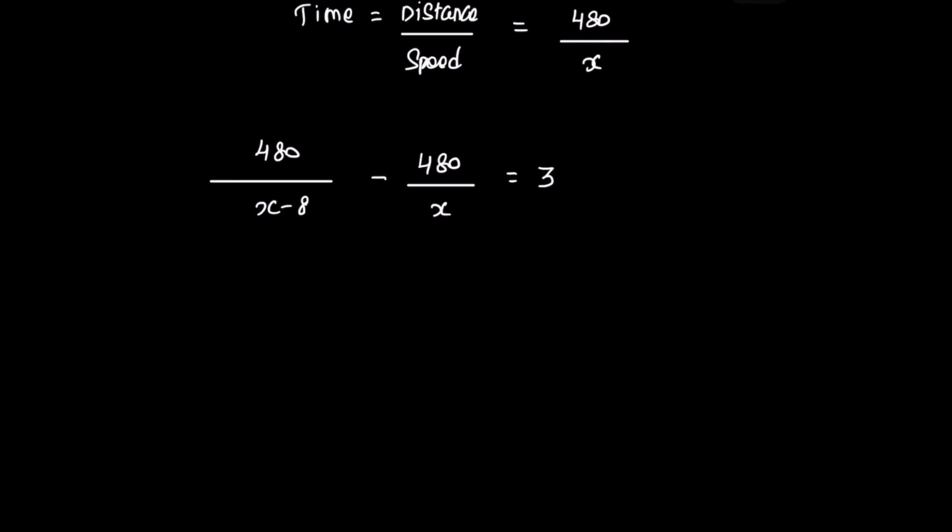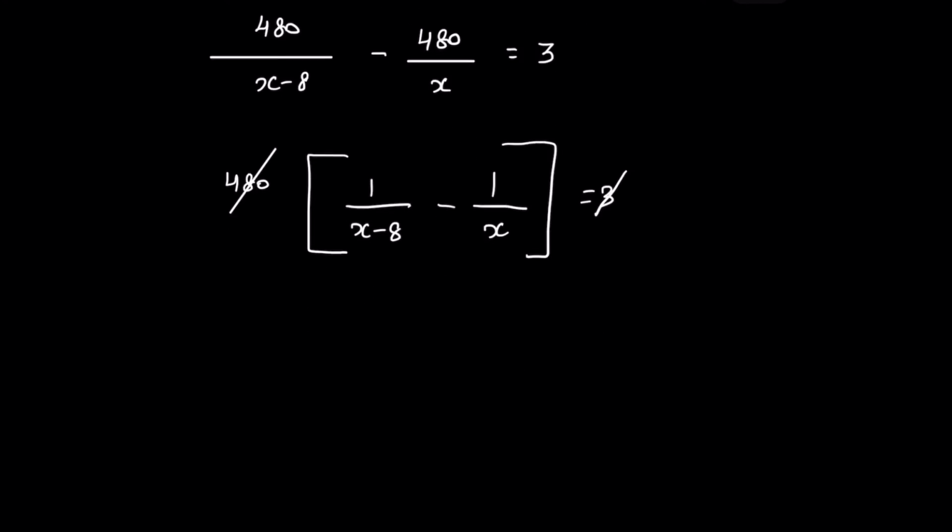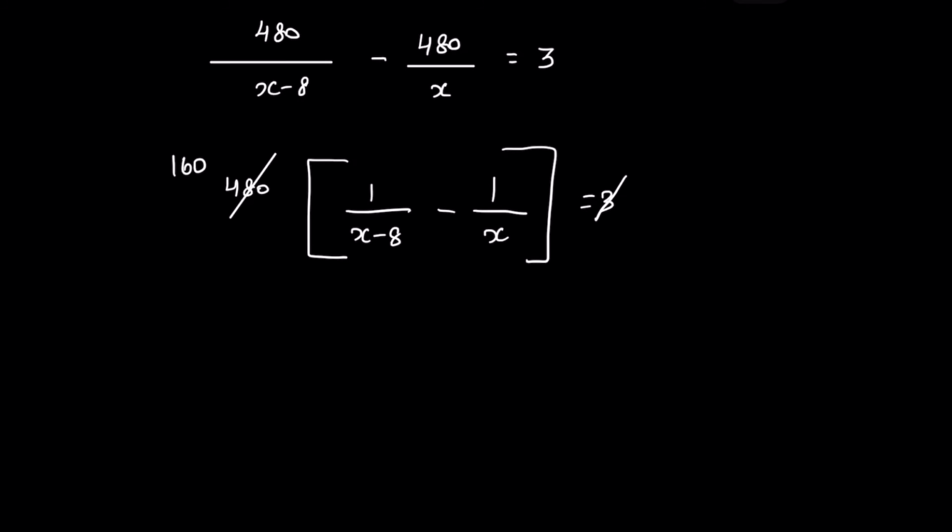Then convert to the common denominator. If anything is common, you just take it out. So 480 is common, then 1 by x minus 8 minus 1 divided by x, so then 3, and we can cancel 3 and 480 also. So just get the zeros. 16 times 3, that is equal to 48. So it will become 160.